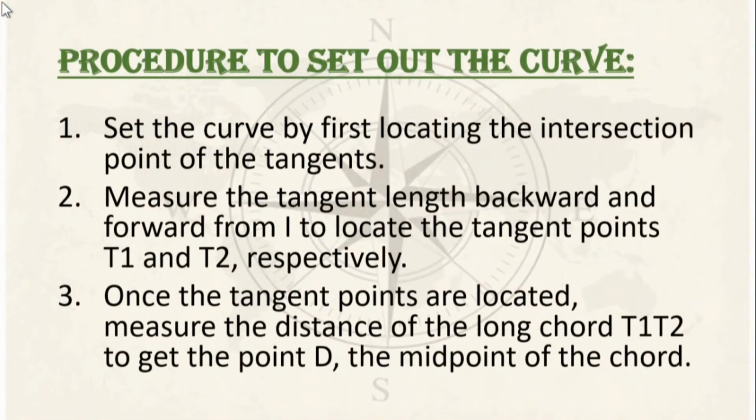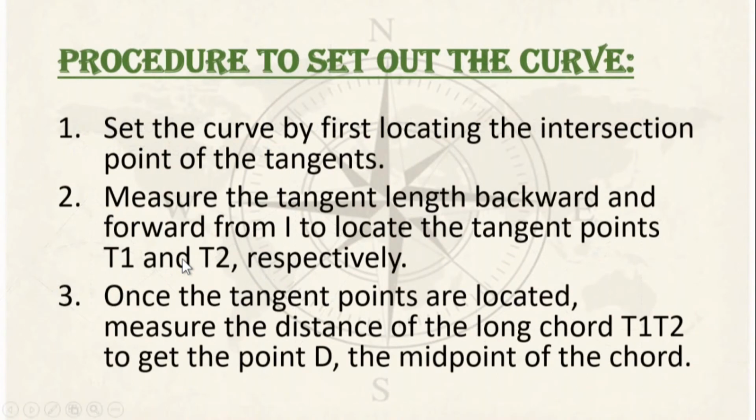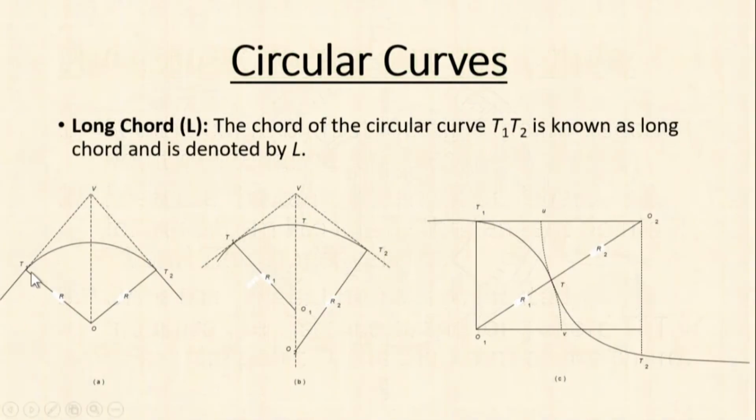Procedures to set out the curve. Set the curve by first locating the intersection point of the tangents. You know how to set a curve where the tangents intersect. It is a tangent and it is a tangent. This is the intersection point of the tangents, and you draw a curve here and measure the tangent length backward and forward from I to locate the tangent points T1 and T2 respectively. Wherever the long chord L starts, it's T1, and where it ends, it's T2.